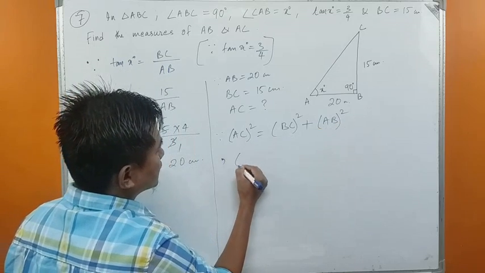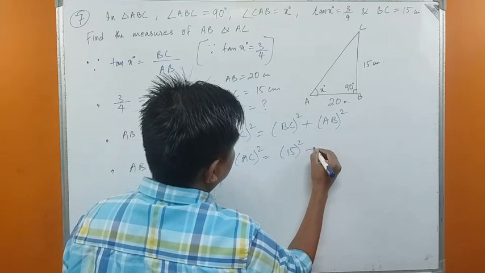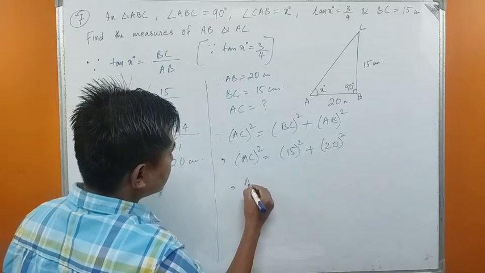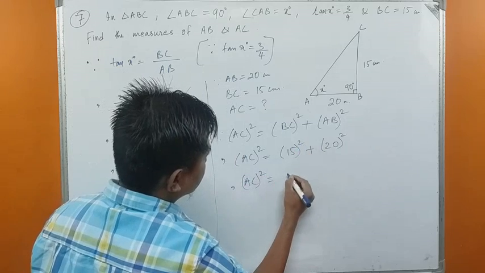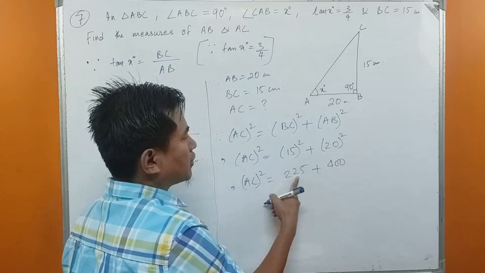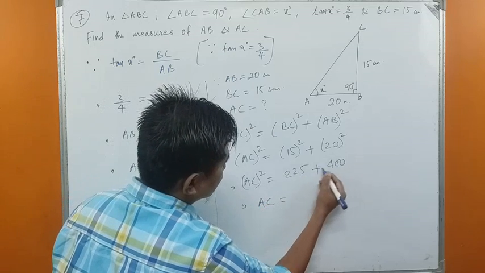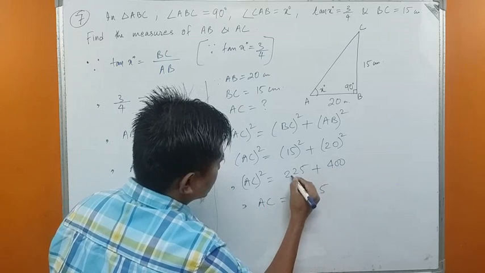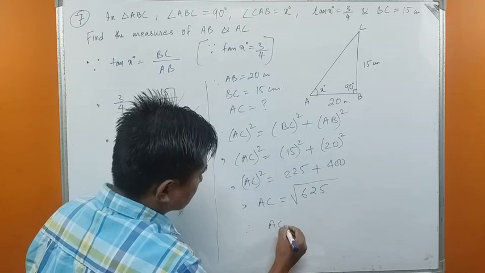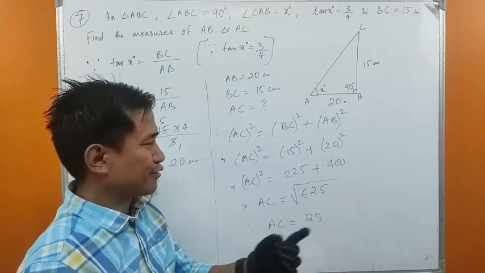Or what is AC? AC unknown to us. What is BC? BC is 15. So 15 squared plus AB, AB is 20, 20 squared, isn't it? Or AC squared equals to 15 squared is 225 plus 20 squared is 400. 15 15s are 225, 20 20s are 400. Or AC squared equals to, we add up this number, 0 plus 5 is 5, 0 plus 2 is 2, 4 plus 2 is 6. Now we take this square to the right hand side, root under. Therefore AC equals to root under 625 means 25, because 25 squared gives us 625, isn't it? So root under 625 means 25.